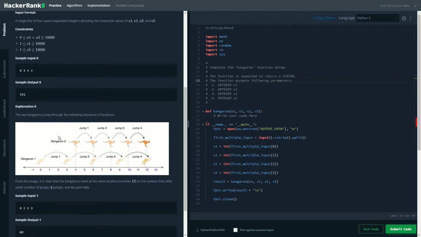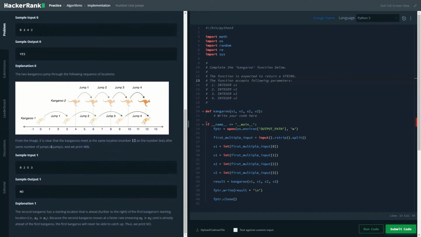As you can see from this diagram, both kangaroos jump at their own rate, and they would be intersecting. They would be at the same position after, say, jump number 4. Okay, so this is the basic idea.